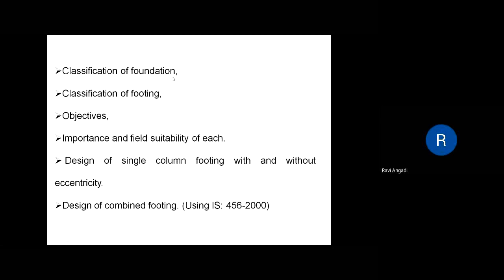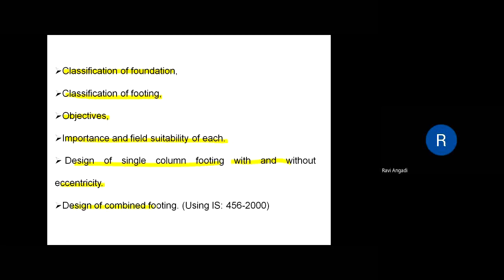So first, in this module we are going to discuss the classification of foundations, how the foundations are classified. And then comes the classification of footings. What are the different types of footings, that is, of shallow foundation? Then what are the objectives and design principles for the shallow foundations, and the importance and field suitability of each. So it needs to be defined how these different types of footings are suitable for the field. Then the design of a single column footing with and without eccentricity.